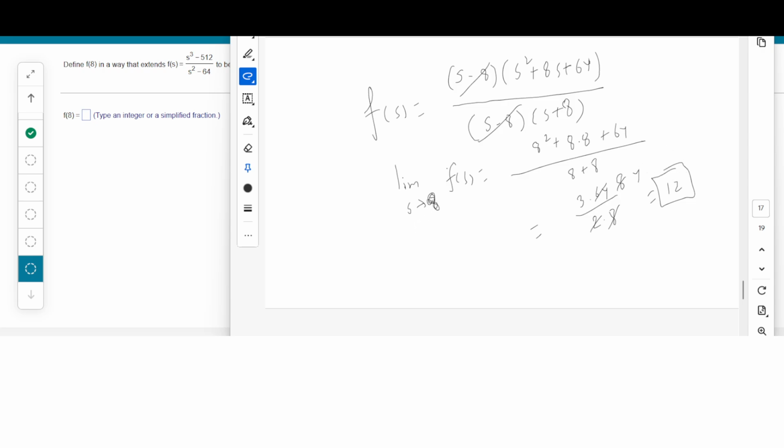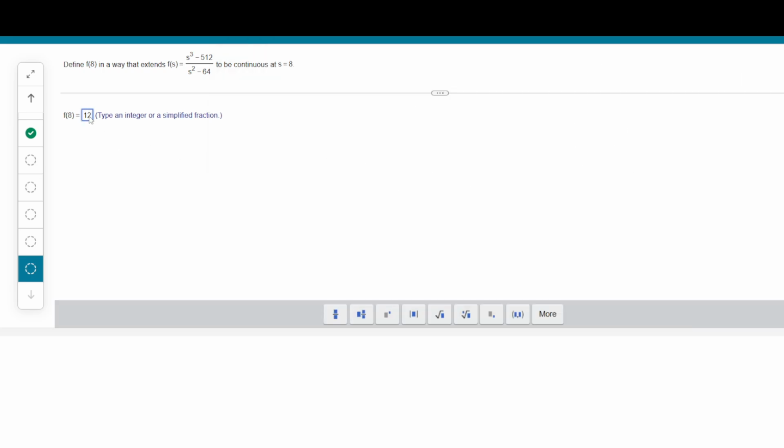So if you want to make this function continuous, then the value of the function at 8 is supposed to be 12, otherwise it's not possible. So the only way we can make this function continuous is by redefining the function at 8, and that's supposed to be 12.